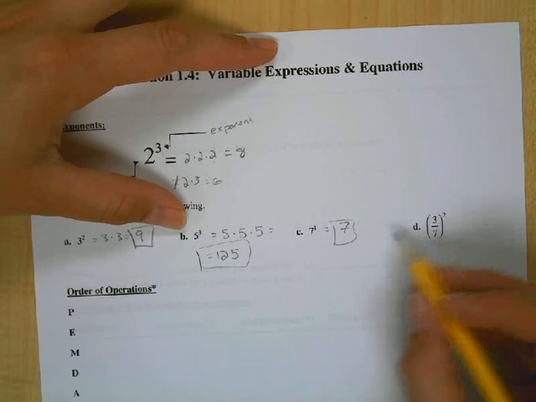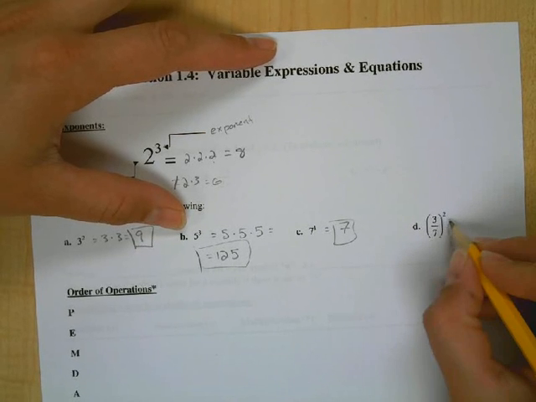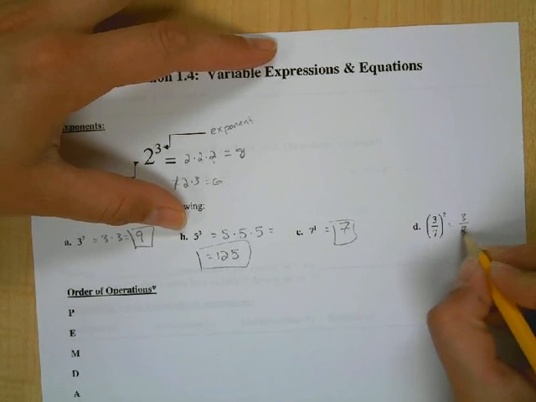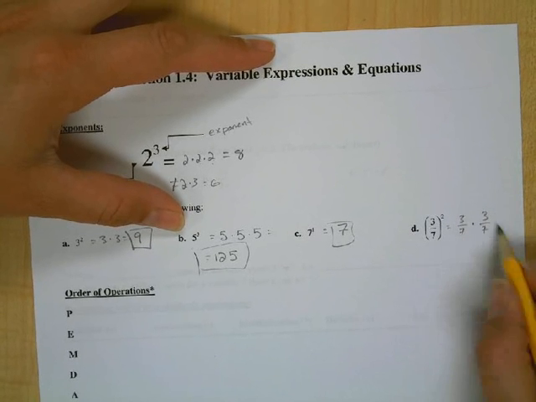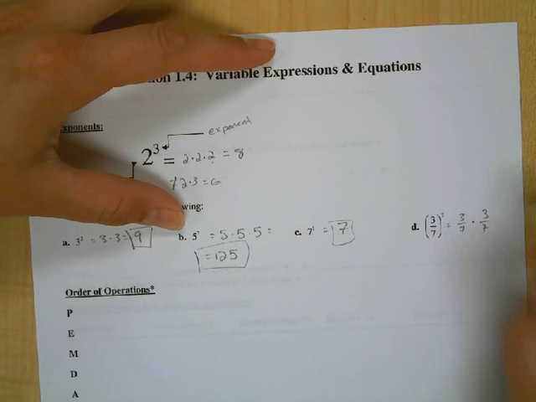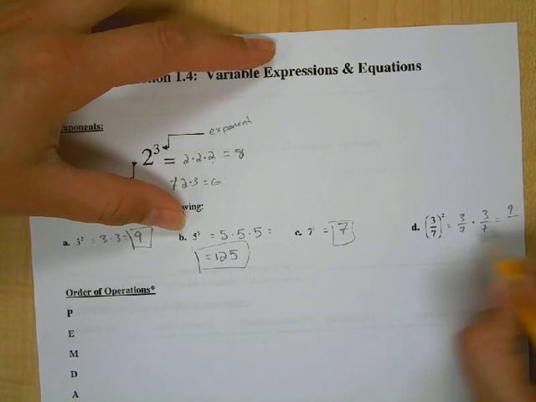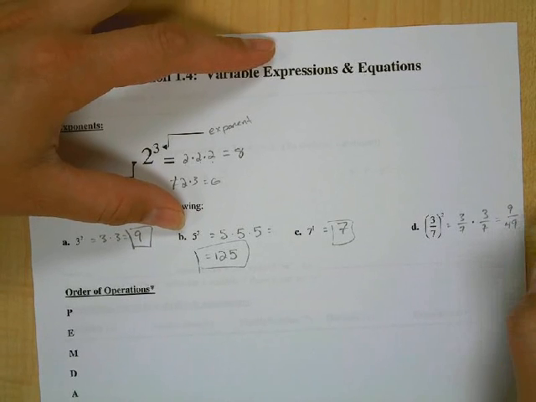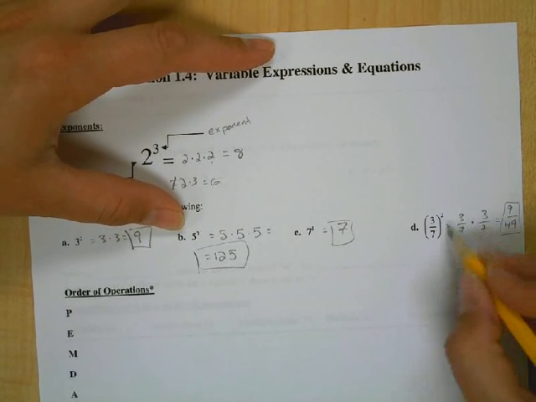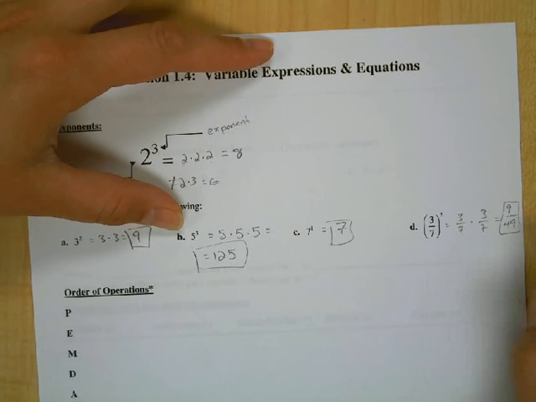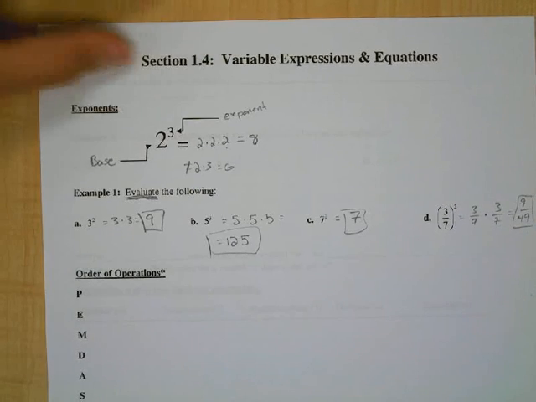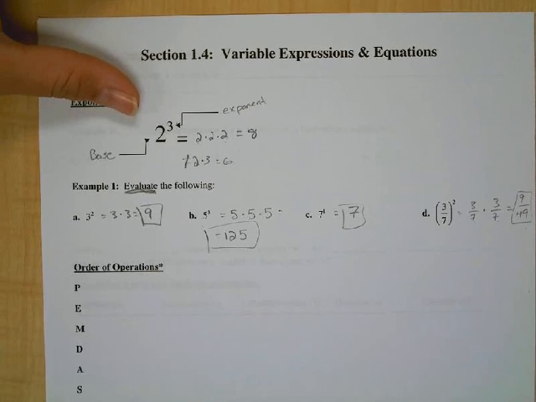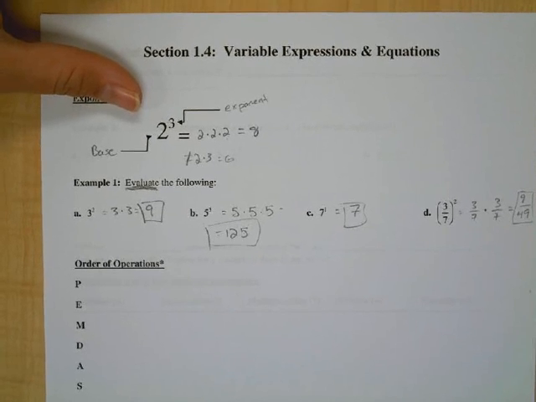3 sevenths squared means 3 sevenths times 3 sevenths. Well, in the last section we learned how to multiply fractions. 3 sevenths times 3 sevenths, multiply across the top: 3 times 3 is 9, 7 times 7 is 49. I know they don't reduce because these were all prime numbers, so that's just my answer, 9 over 49. So that's kind of how exponents go. You should be very comfortable, but we just wanted to run through it very quickly.